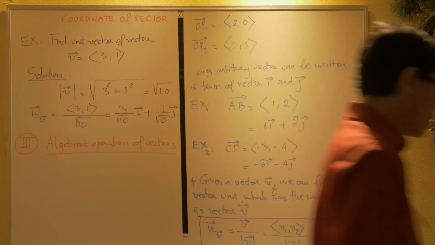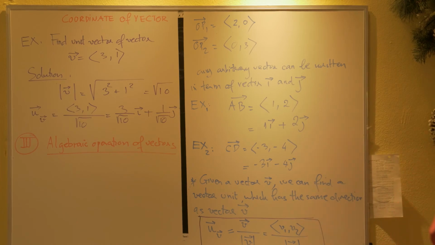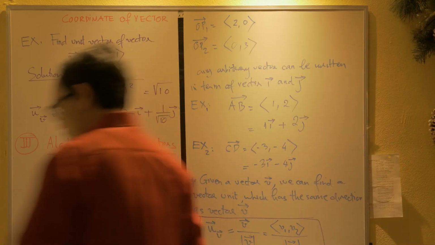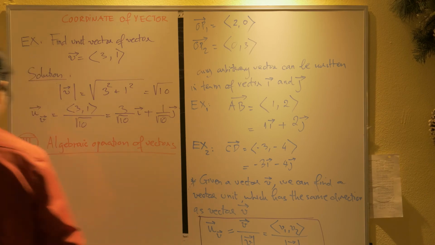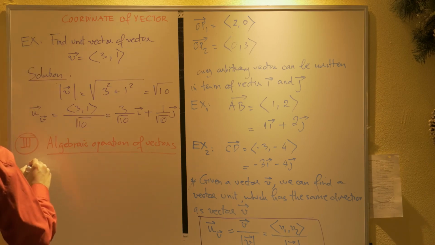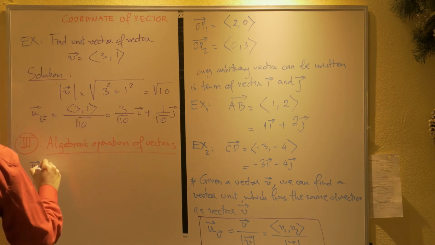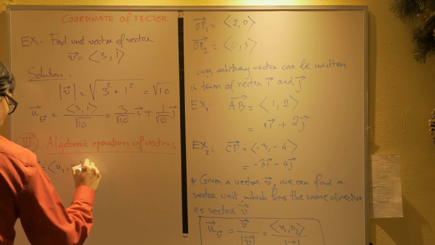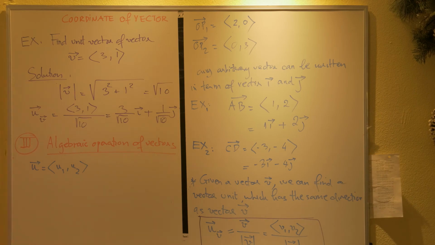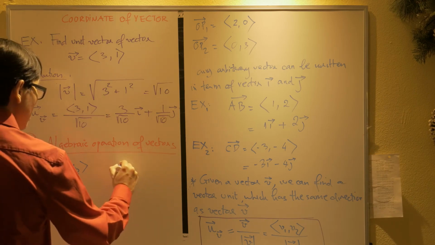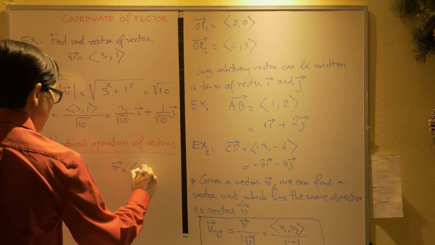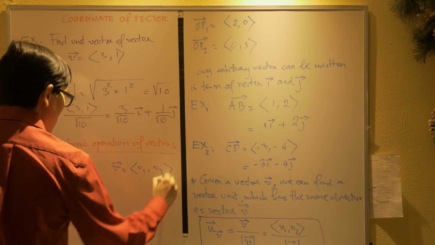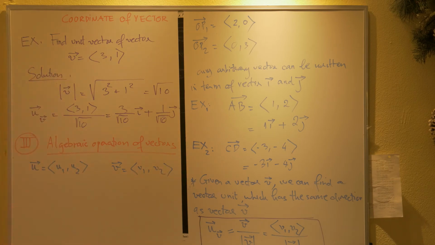Okay. First of all, we want to add two vectors. So what if I have vector u, whose coordinates are u1, u2, and the vector v, whose coordinates are v1, v2. And we also learned that when you add or subtract two vectors, it gives you another vector.